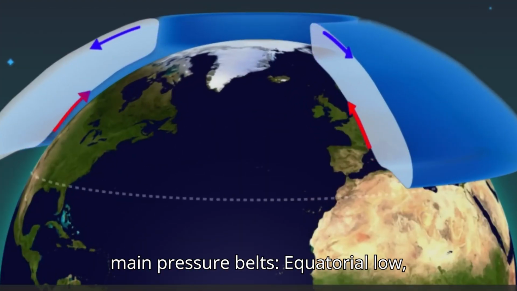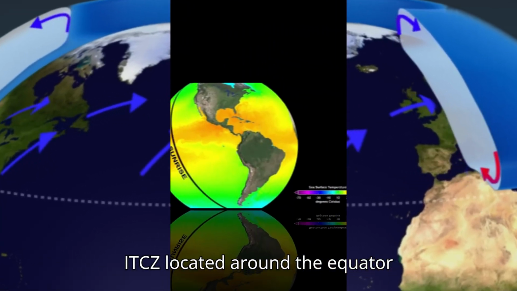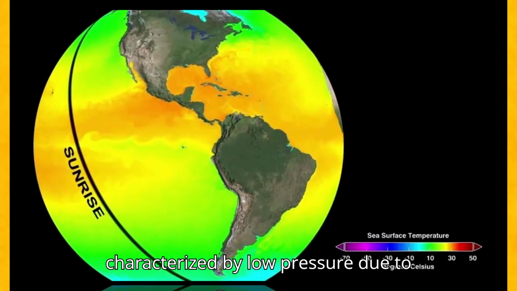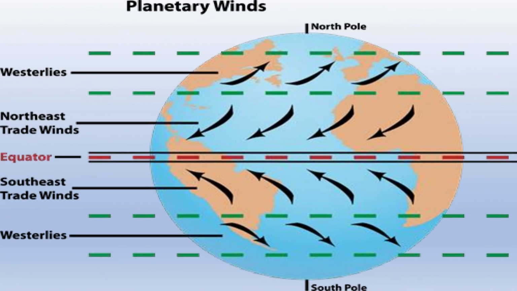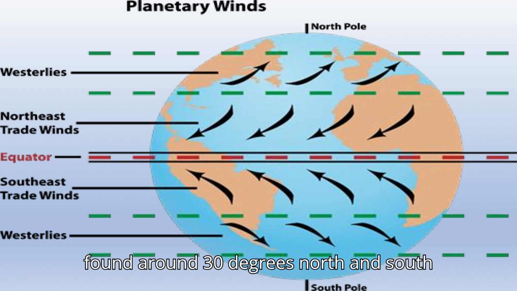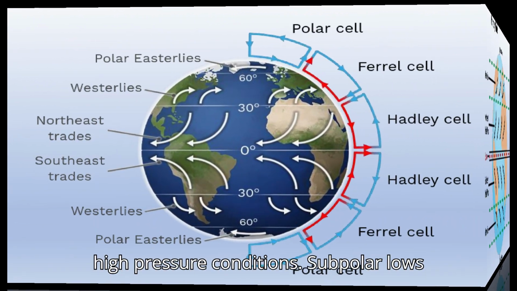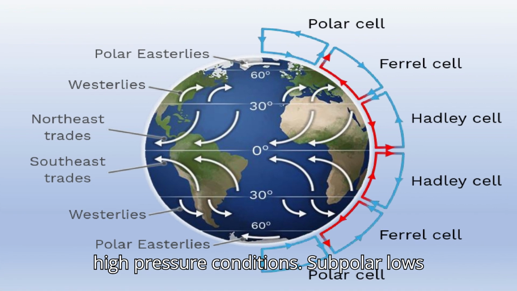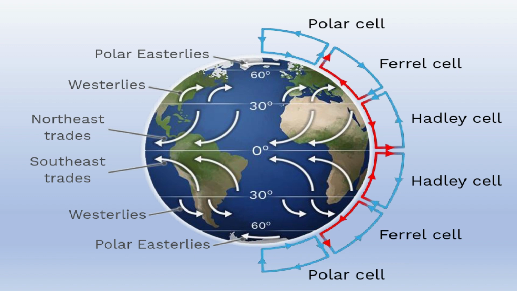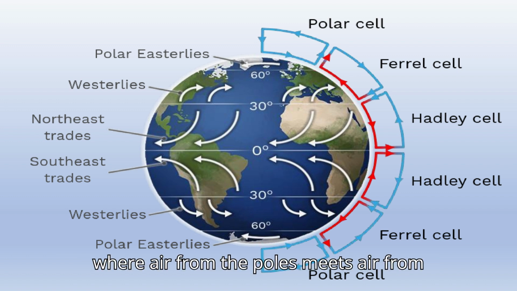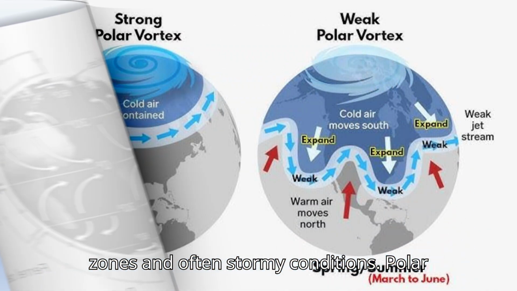Summary of the main pressure belts. Equatorial low, ITCZ, located around the equator, characterized by low pressure due to rising warm air. Subtropical highs, found around 30 degrees north and south, where the air sinks, leading to dry, high-pressure conditions. Subpolar lows, located around 60 degrees north and south, where air from the poles meets air from the subtropics, leading to low-pressure zones and often stormy conditions.